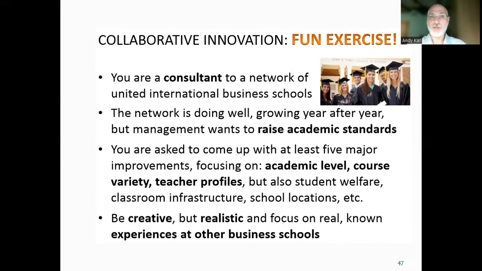You are a consultant to a network of United International Business Schools. The network is doing well, growing year after year, but management wants to raise academic standards. You are asked to come up with at least 5 major improvements, focusing on academic level, course variety, teacher profiles, but also student welfare, classroom infrastructure, school locations, etc. Be creative but realistic and focus on real, known experiences at other business schools. Okay. Creative and realistic, the key words here, be both of them, and you're going to understand what's going on with this fun exercise. Okay.